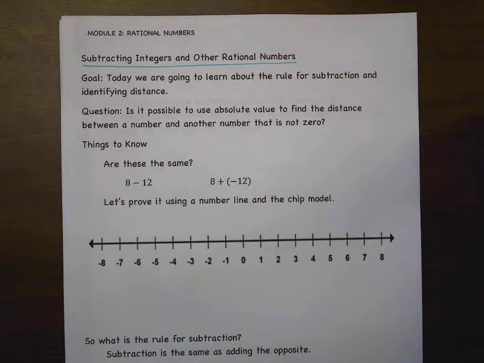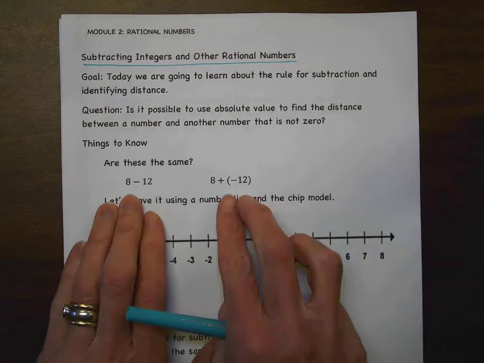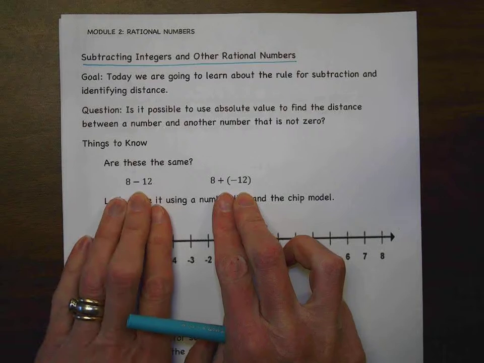The question that I want you to think about in this lesson is: is it possible to use absolute value to find the distance between a number and another number that is not 0? There are some things that you need to know for this lesson. The first thing we would like to do is check to see if these two expressions right here are the same.